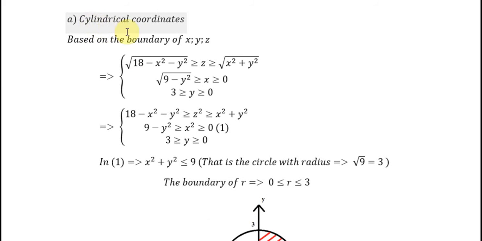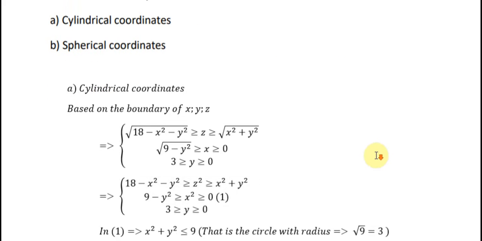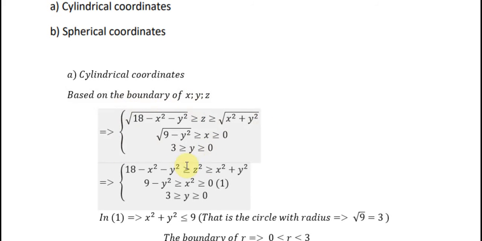About cylindrical coordinates, first we need to analyze the boundary between x, y, and z. We have the boundary of z between the square root of 18 minus x^2 minus y^2 and the square root of x^2 plus y^2. Here we have x between the square root of 9 minus y^2 and 0, and y between 3 and 0. So that's why we have the boundary here.